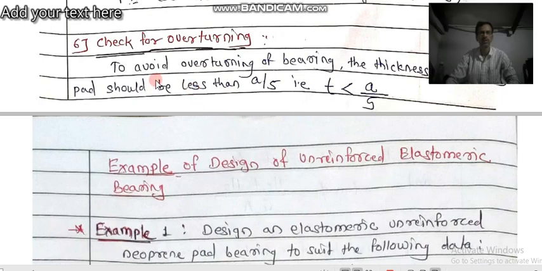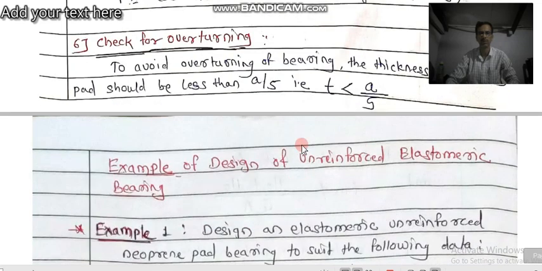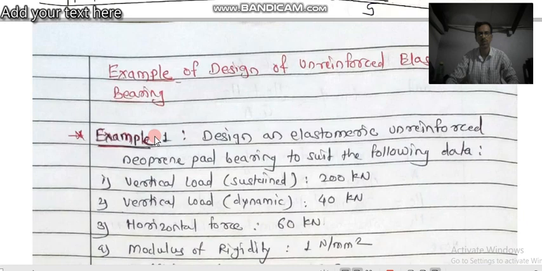Now we will cover the next part, that is the example of design of unreinforced elastomeric bearing. Before that, the last design step is the check for overturning. To avoid overturning of the bearing, the thickness of the bearing pad, T, should be less than A by 5, where A is the width of the bearing pad. So we will directly move towards the problem.